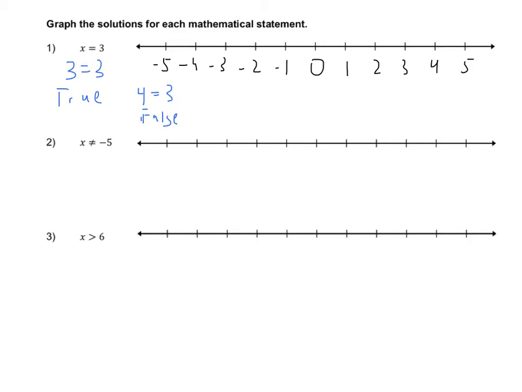So how do I represent that on the number line? Well, 3 is my only solution. So I'm going to use a closed circle here at 3, which is saying this right here is my solution.